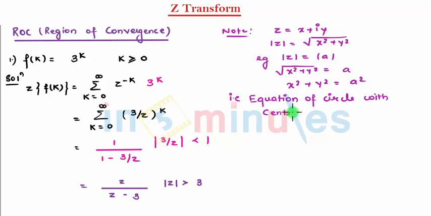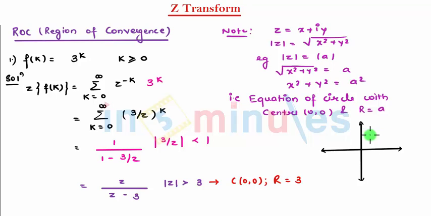with center 0 comma 0 and radius equal to a. After comparing this, I can define this as again center 0 comma 0 and radius equal to 3. So if I draw this, let's say this is my circle which has radius 3, and remember that this is said to be ROC, region of convergence. So ROC is signifying that mod of z is greater than 3. If it is greater than 3, that means what? It is outside the circle.